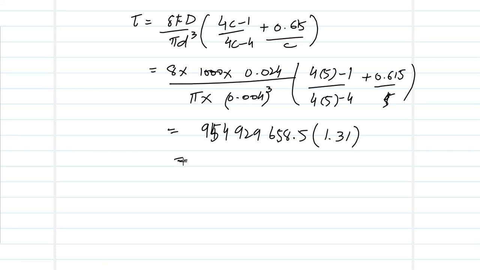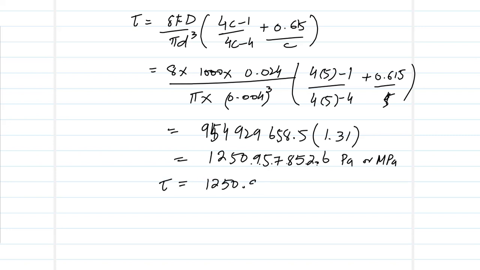So if I multiply 1.31 with a very long value, which is 954 929 658.5, that value will come out to be 1250 957 852.6 Pascal. So if I convert this into megapascal, 1 2 3 4 5 6, your stress will approximately equal 1250.9 megapascal. You see, this is a very high stress. For springs like this, the stress normally should range from 300, 350 or 400 at most, but this is a very high stress.